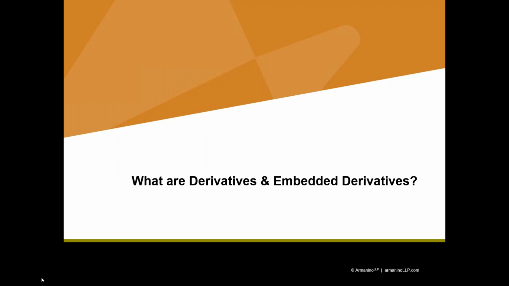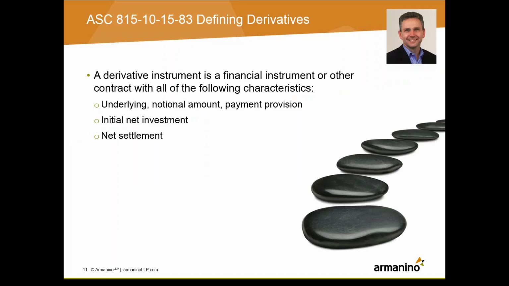So what are derivatives and embedded derivatives? In layman's terms, a derivative is a contract that derives its value from the performance of an underlying entity or underlying instrument. For ASC, Accounting Standards Codification 815, that's the derivative and hedging accounting standard, the derivative has a couple of characteristics.